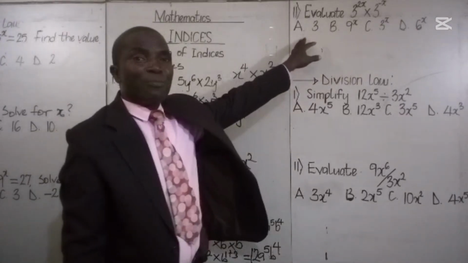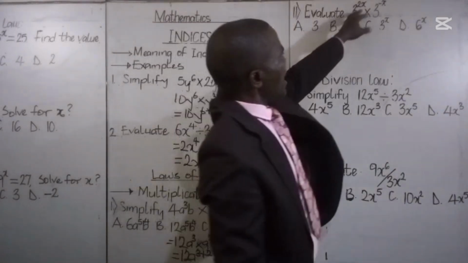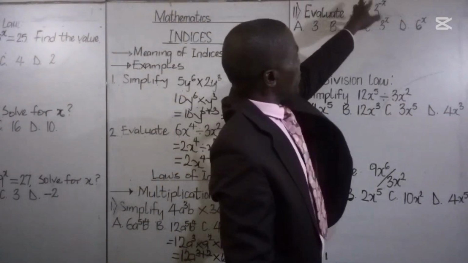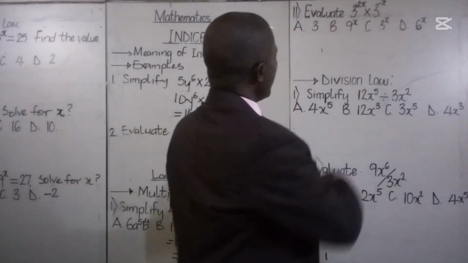Now let's look at example 2. Example 2 says evaluate 3x raised to power 3 raised to power 2x times 3 raised to power minus x. Here are the options.